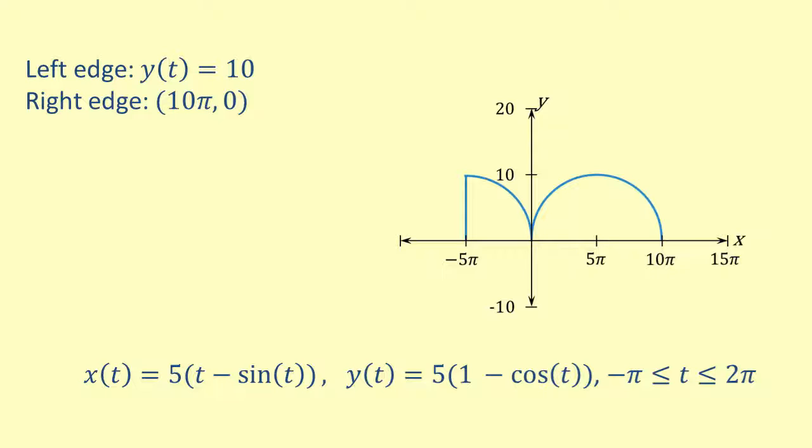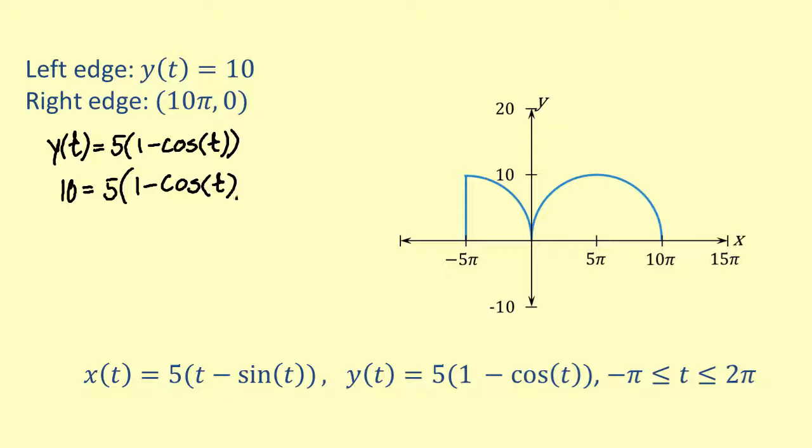Since a equals 5, we have y of t equals 5 times 1 minus cosine t. We will substitute 10 for y of t, which allows us to solve for t. We get that cosine of t equals negative 1. So, the value for t that best fits this graph would be t equals negative pi.